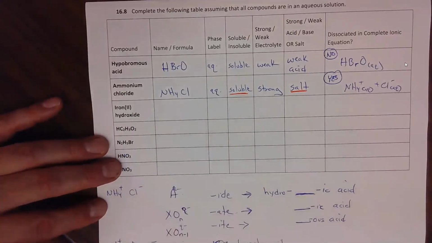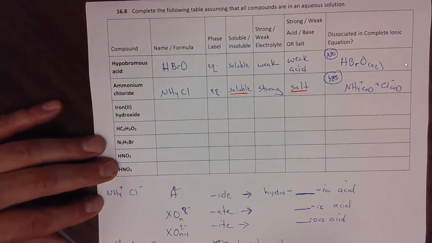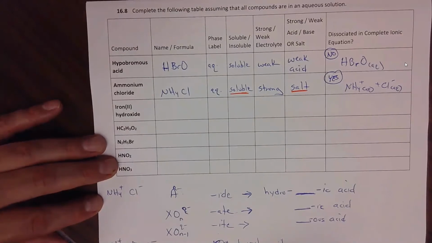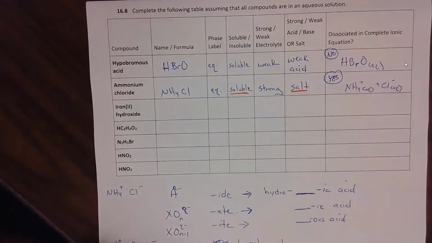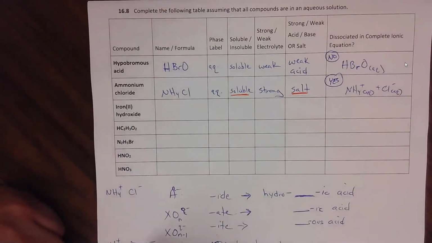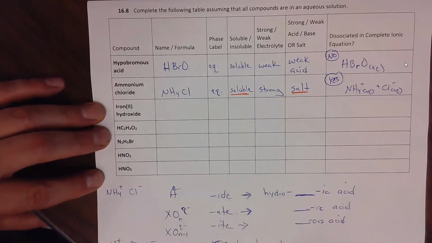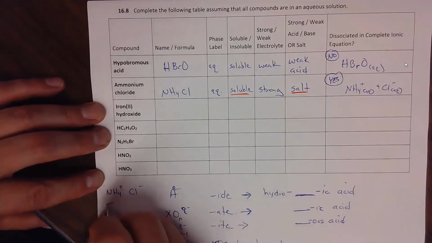Iron 2 hydroxide. Eugenie, what is the formula for iron 2 hydroxide? Is it ionic or molecular? Ionic. Yeah, right. We have a metal and a polyatomic ion. So what is the charge on the iron? 2 plus. Yeah, right. That's what the Roman numeral is.